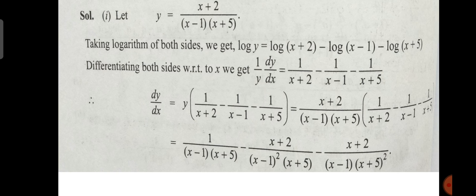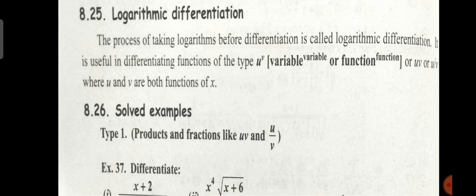Then differentiating with respect to x, the derivative of log y with respect to x is 1 by y. With respect to x, you also have to find the derivative of y. So 1 by y into dy by dx is equal to 1 by x plus 2 minus 1 by x minus 1 minus 1 by x plus 5. Then multiplying by y and substituting y, you will get the answer. This is how you find the derivative of a function using logarithmic differentiation.